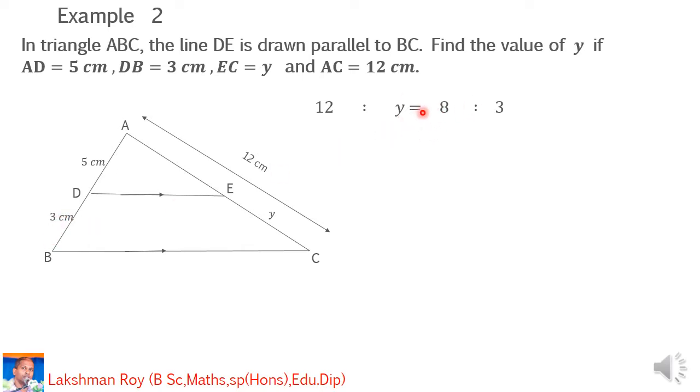Now you can write this as a fraction, student. How? 12 over y equals 8 over 3. Cross multiply, 8 into y, 8y, equals 12 into 3. Then if you divide by 8, you get y is 4.5 centimeter. That means EC is 4.5 centimeter.